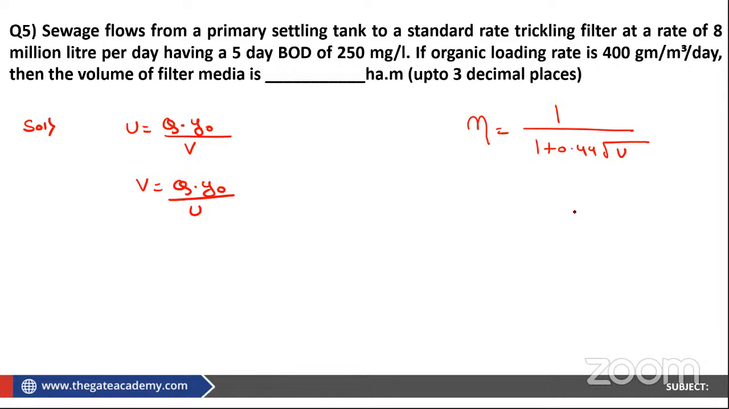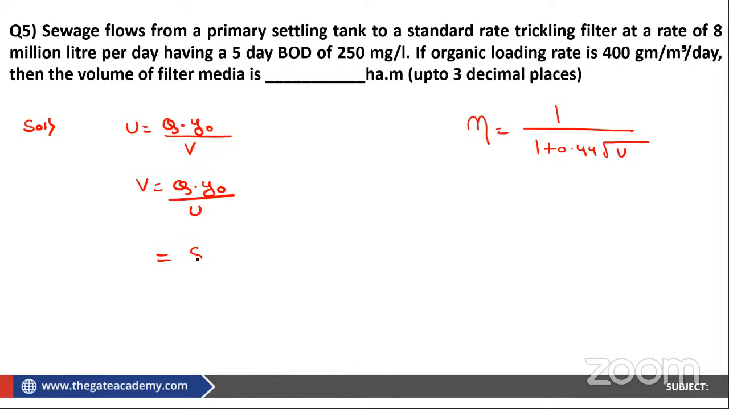Yes, correct, Gursaj. Correct, Rajesh Mandal. So the organic loading rate formula is given as Q into influent BOD divided by V. Now we have the discharge, which is 8 mld here. We have the 5 days BOD, that is 250 milligram per liter, and we have the organic loading rate, that is 400 gram per meter cube per day. Now we have to solve this question. Find it fastly.